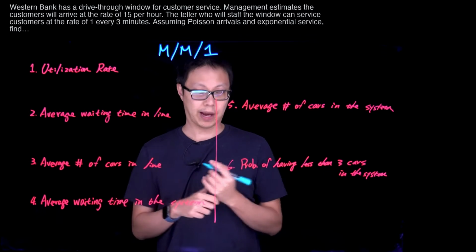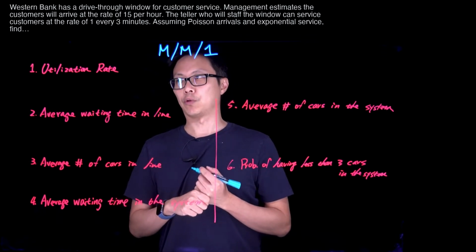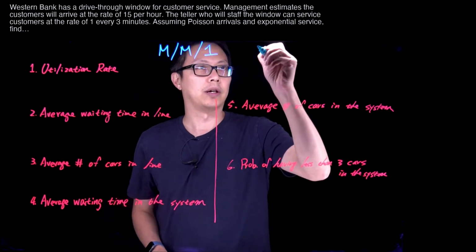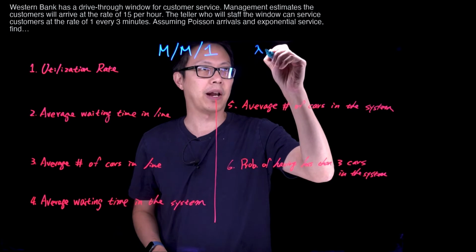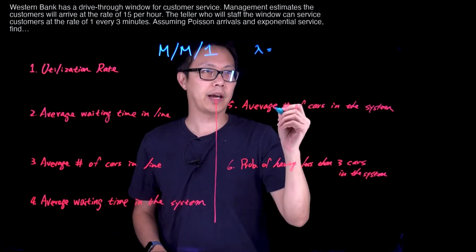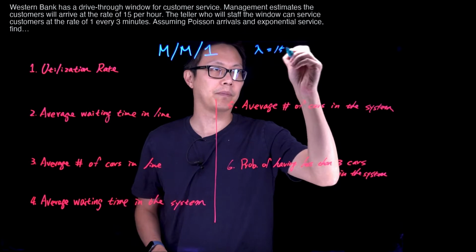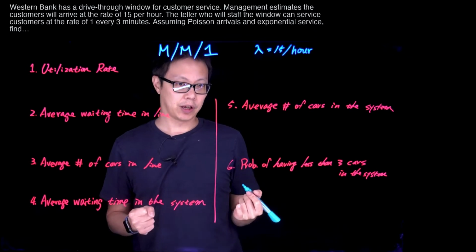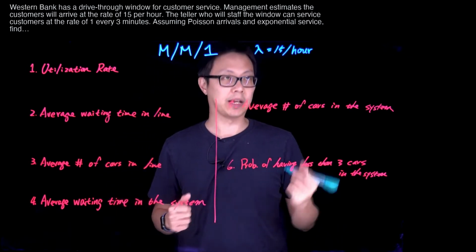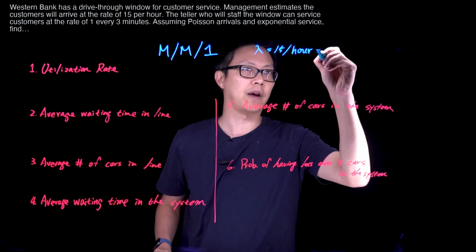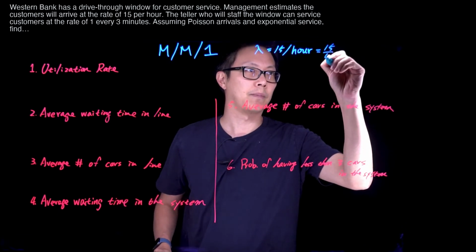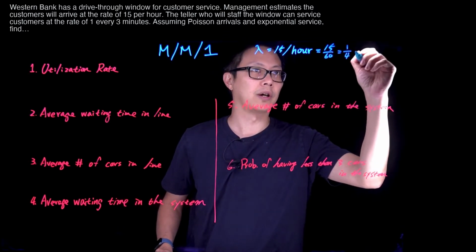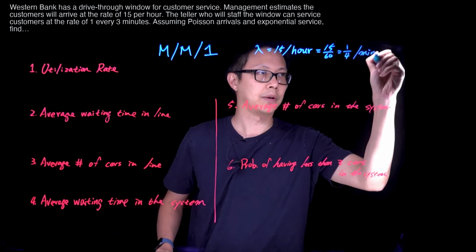When we try to solve this type of problem, the first thing we want to do is to realize what the utilization rate will be. We know the arrival rate can be denoted by lambda. In this case, lambda will be 15 per hour. But if you read the problem carefully, you will notice that everything is described in minutes. So the first thing we want to do is to convert this to minutes. So I have a quarter arrival per minute.